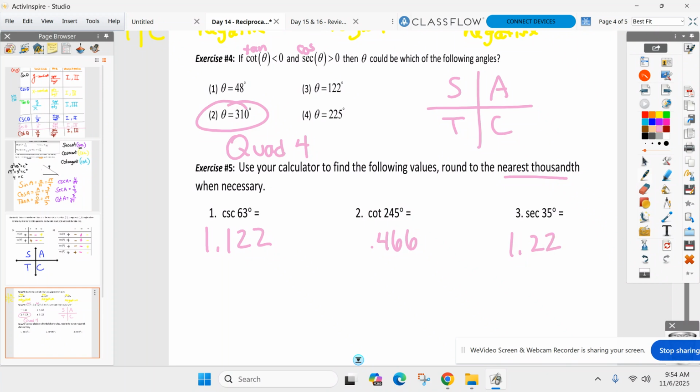Oh, I'm missing a number here. Somebody help. 1. 1, thank you. Questions? That's just where it is on the calc.